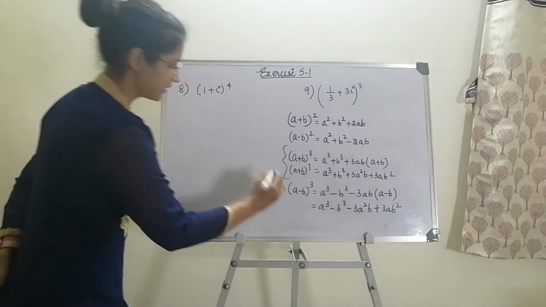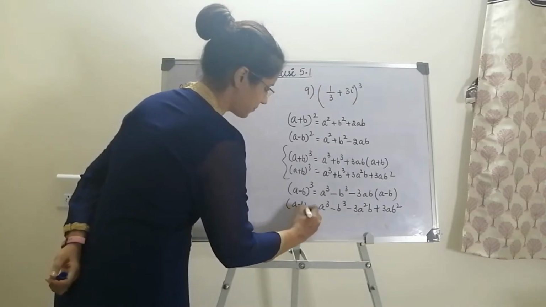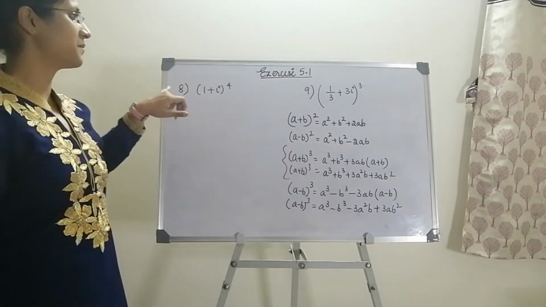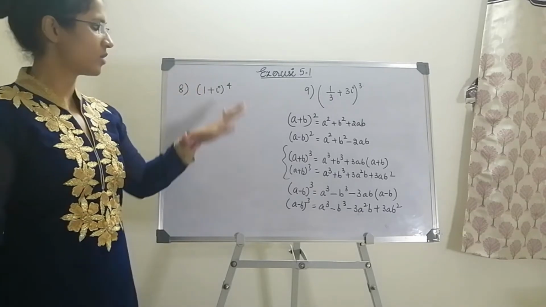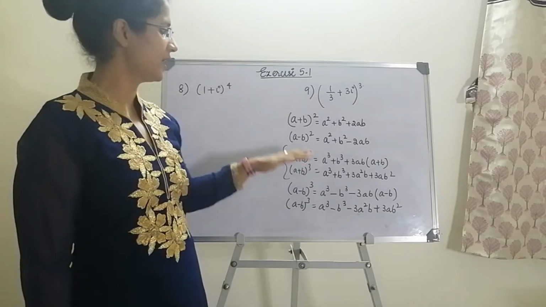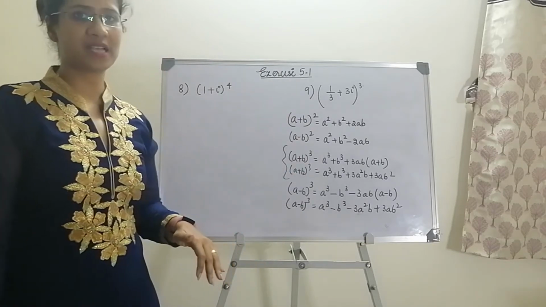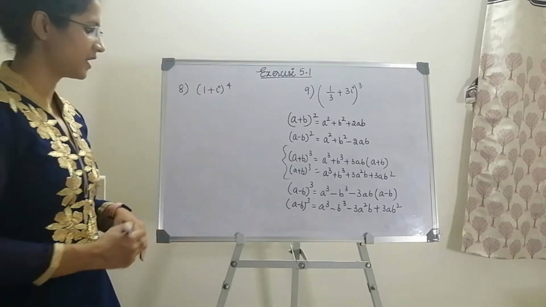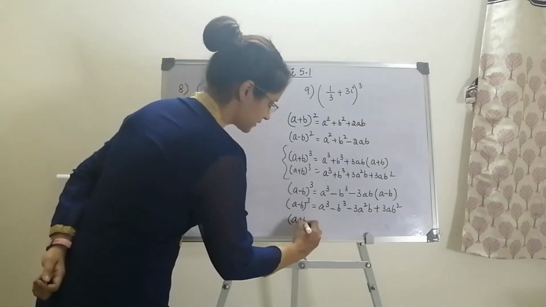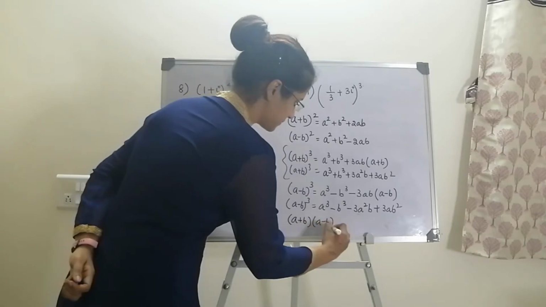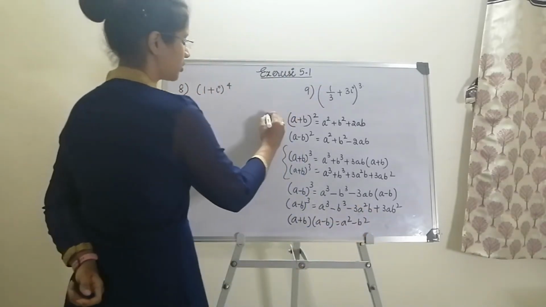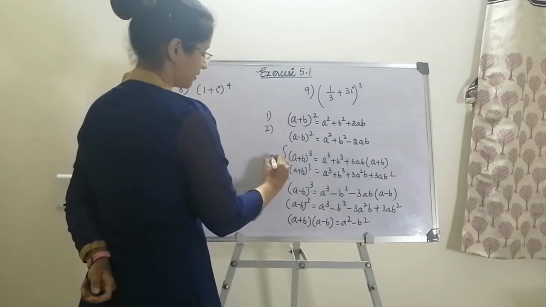These identities are very important, my dear learners, especially for question number 8, 9 and 10. As of now, we will be doing in this video only question 8 and question 9. But if you make a note of these identities, it would be very helpful. And the last identity would be a plus b into a minus b is equal to a square minus b square.